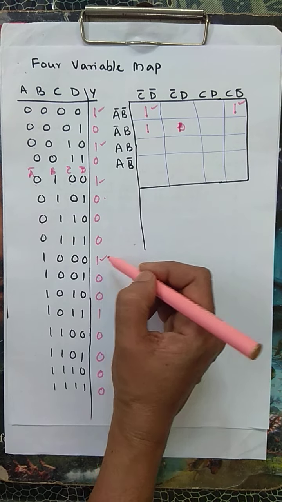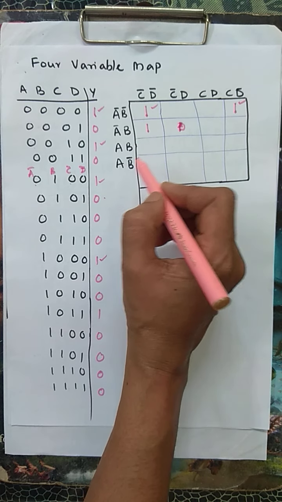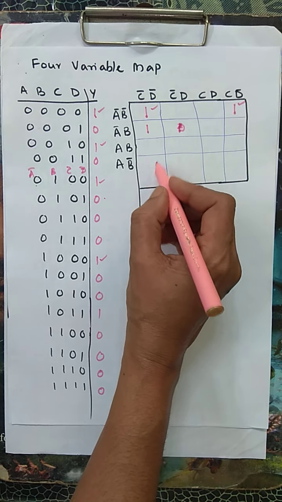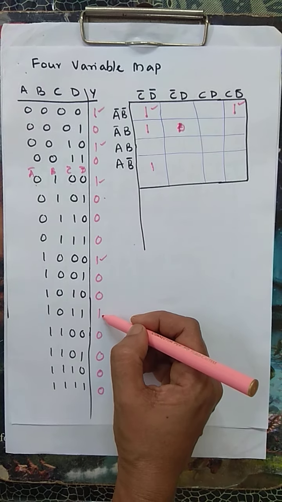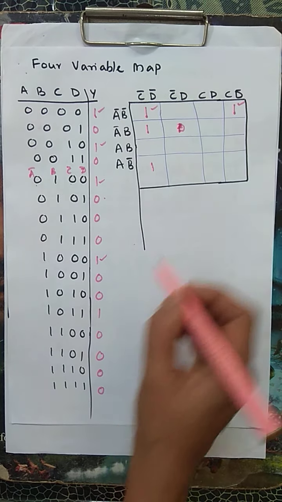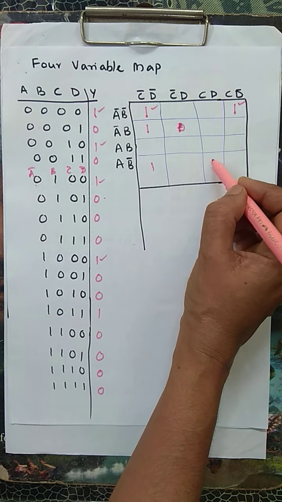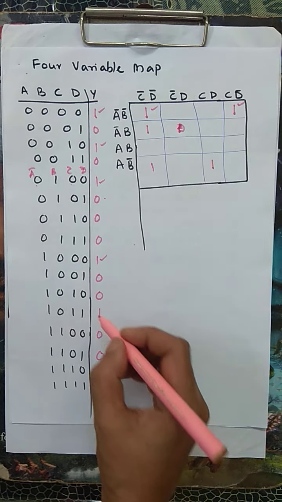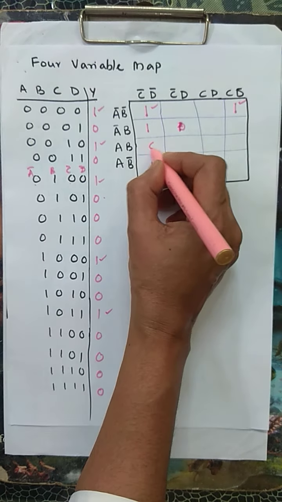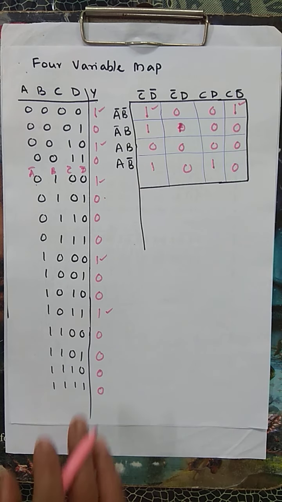Next one is coming here. This is A, B complement, C complement, D complement. Here, next is here. This is A, B complement, C, D. 1, 2, 3, 4, 5. So all the high inputs we have entered. In all other places you will put 0. So this is your Karnaugh map for the 4 variable input.